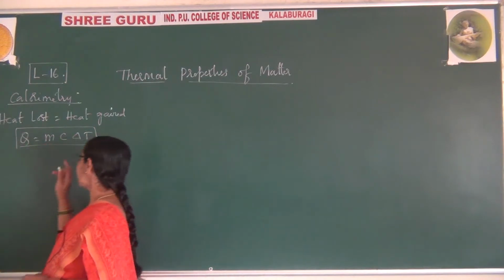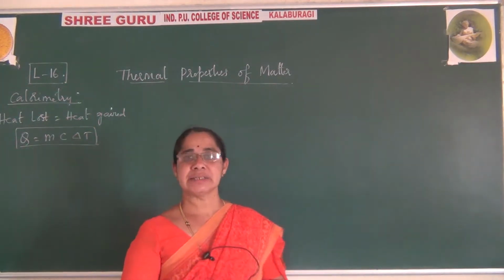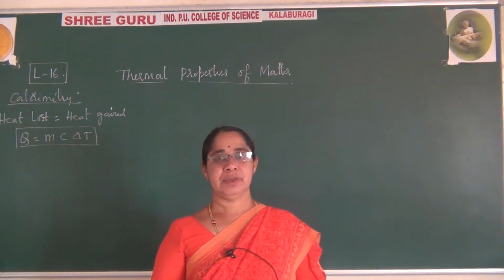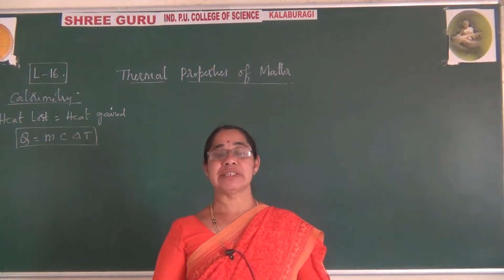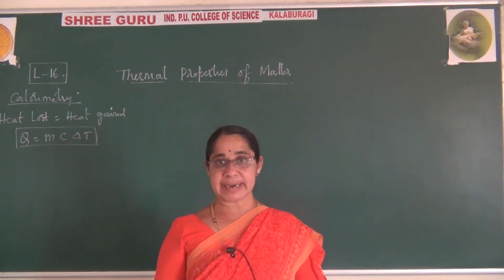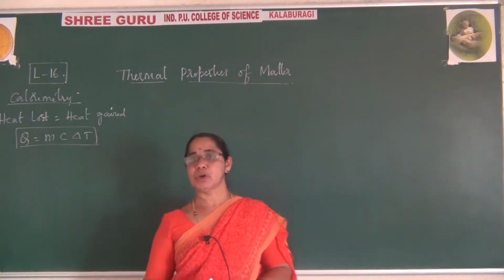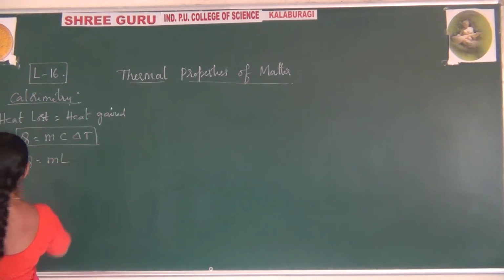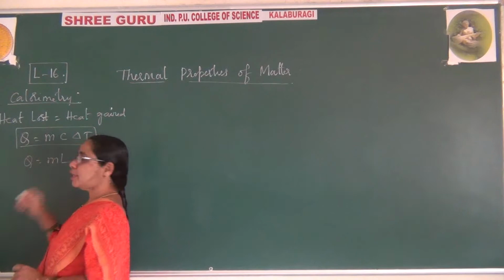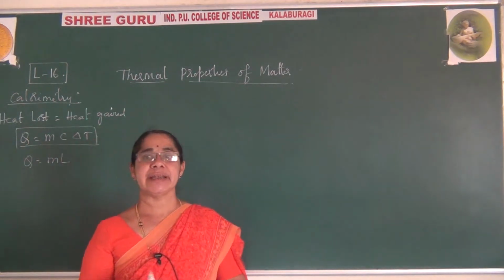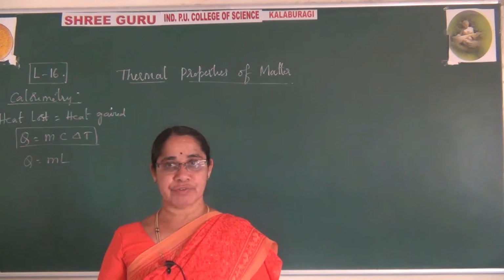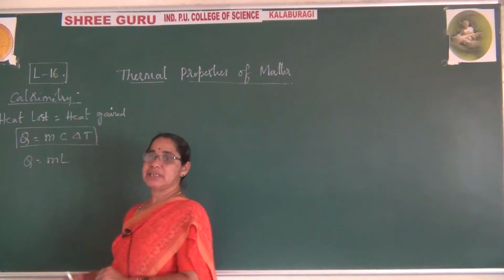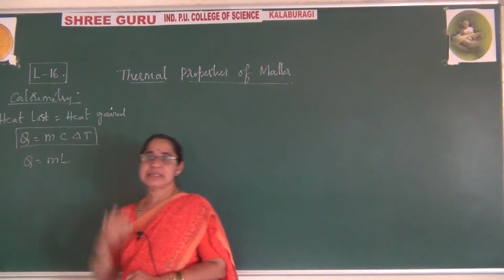Whenever you are explaining the quantity of heat, m is the mass, c is the specific heat, and delta T is the rise in temperature. At the same time, to solve some of the problems based on latent heat, we use the concept Q is equal to mL. Here L is the latent heat, maybe the latent heat of fusion or latent heat of vaporization, depending on the problem. What is m? Mass of the substance, where Q is the quantity of heat supplied to it.